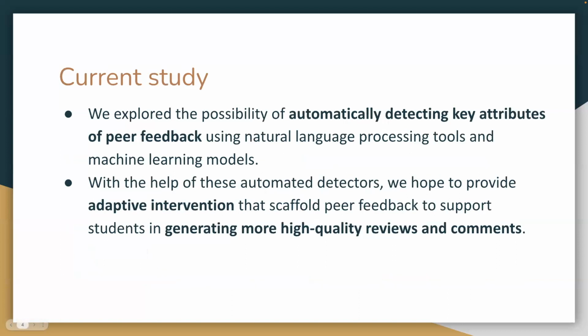And therefore, in the current study, we explore the possibility of developing automated detectors that automatically detect key attributes of peer feedback using natural language processing tools and machine learning models. With the help of these detectors, we're hoping to implement them in the platform so that they can provide adaptive intervention that scaffolds peer feedback to support students in generating more high-quality reviews and comments.